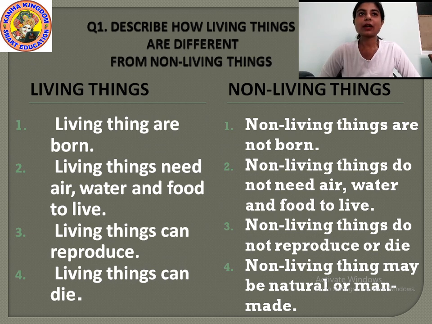Okay? So, in the living thing, what is written? Living things are born. Living things need air, water and food to live. Living things can reproduce. Living things can die. And in non-living things: non-living things are not born. Non-living things do not need air, water and food to live. Non-living things do not reproduce or die. Non-living things may be natural or man-made.